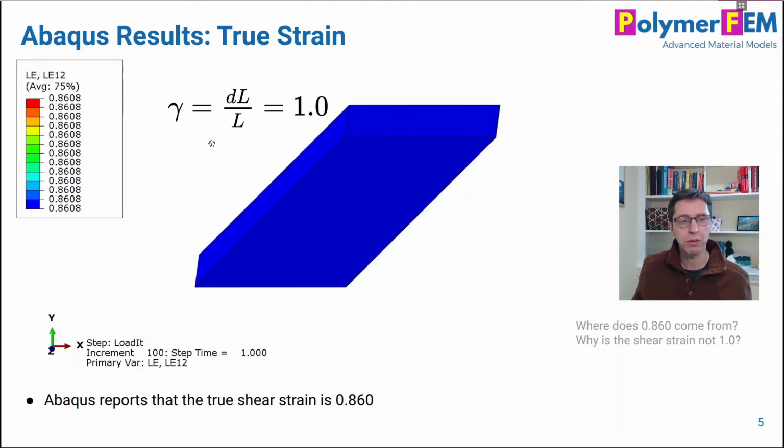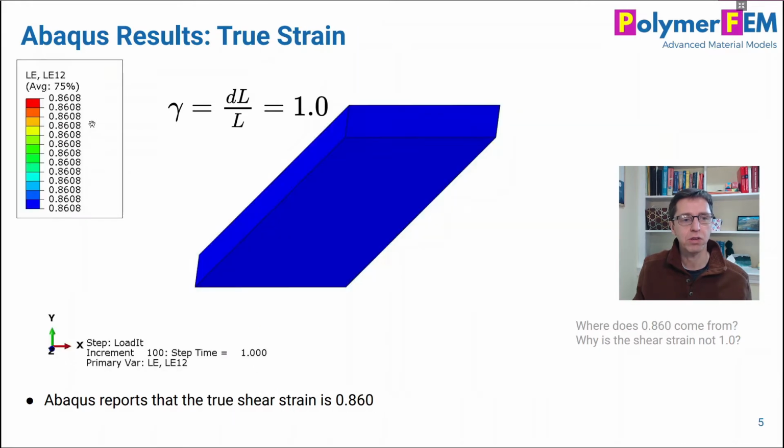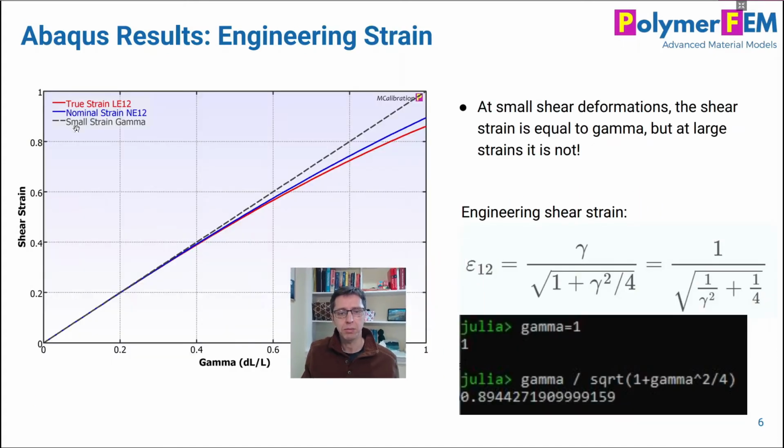So how about true strain? Well, true strain is very easy to plot in Abaqus too. That's LE12. I get a value of 0.860. So if we switch back to the nominal strain, 0.894, true strain is 0.860. They're again different, but they're not 1. We have to understand, of course, where these numbers come from, and how we can analyze these properly.